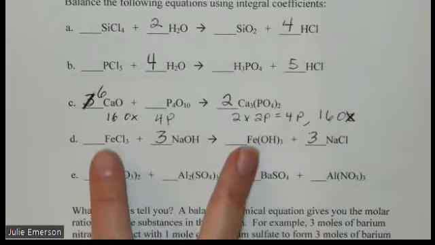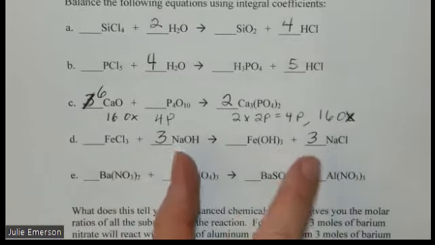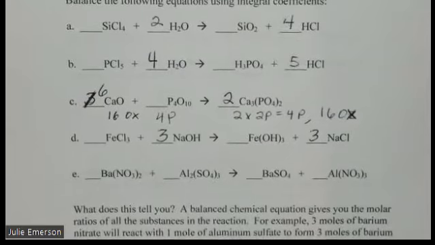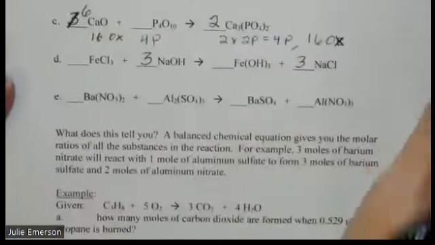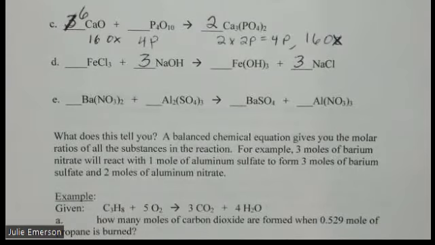1 iron, that didn't change. 3 chlorines, right? And then I've got 3 hydroxides and 3 sodiums. So that equation is now balanced. Now the last one here is where balancing the polyatomic ion as a unit is going to be extremely helpful, because oxygen is everywhere. If you looked at oxygen individually, it would be really challenging to say where am I going to put the coefficient to make sure everything's working?